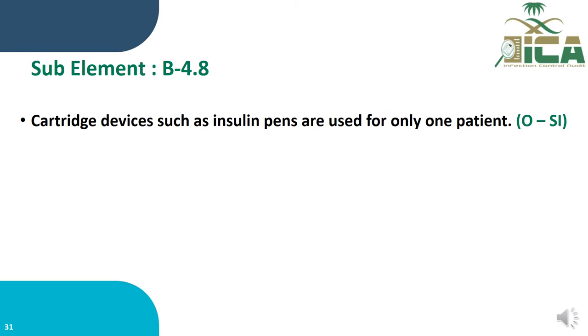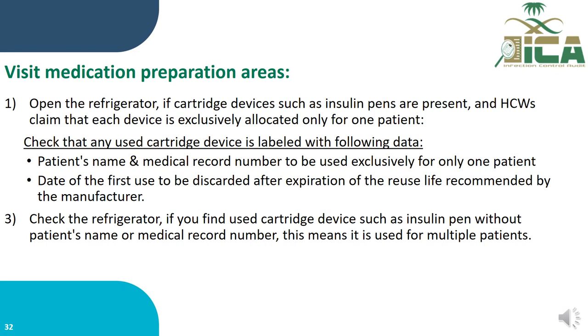Sub-element B4.8: cartridge devices such as insulin pens are used for only one patient. For this sub-element, we need observation and staff interview to audit and evaluate it. For the observation, you need to check the medication preparation area. You can check the refrigerator for medication and see if there is any insulin pen available and open. You can ask if it is for one patient or for multiple patients.